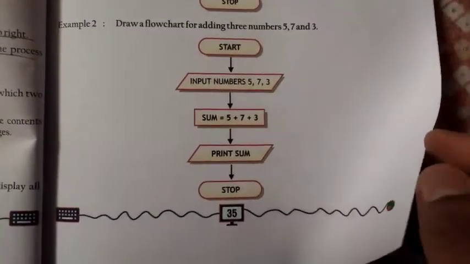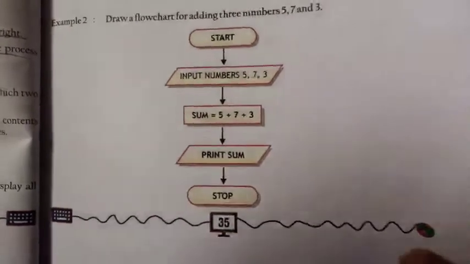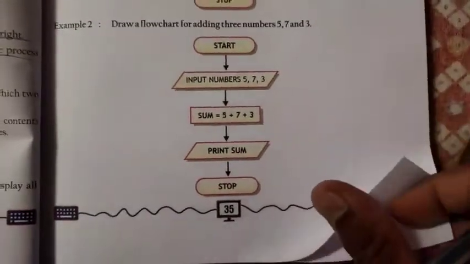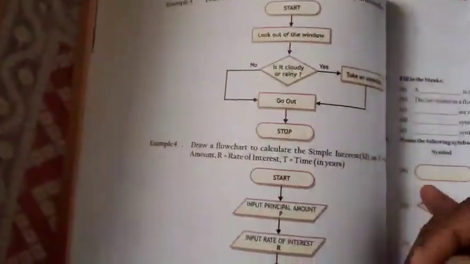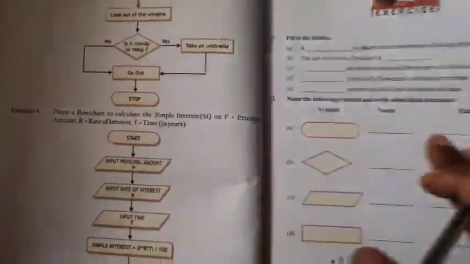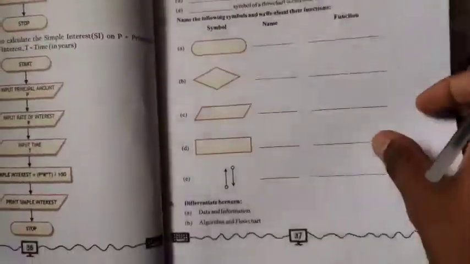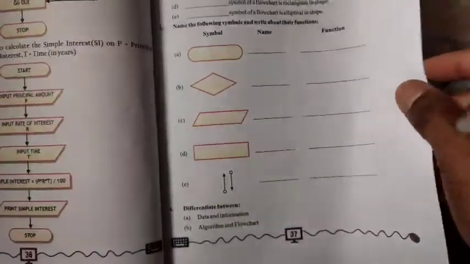There are certain questions given in the chapter, and with this video your chapter number 3 is completed. Two more flow charts are given here in your book. You should go through these flow charts and try to solve the questions and answers of this chapter on your own. You have to solve them on your own.